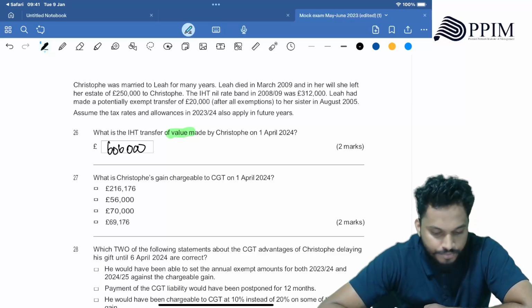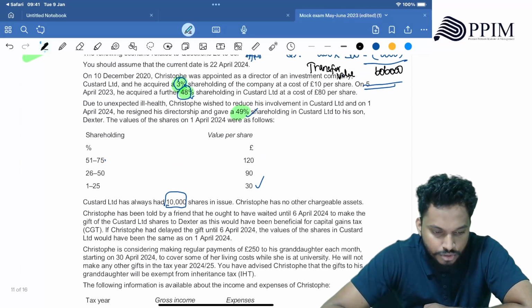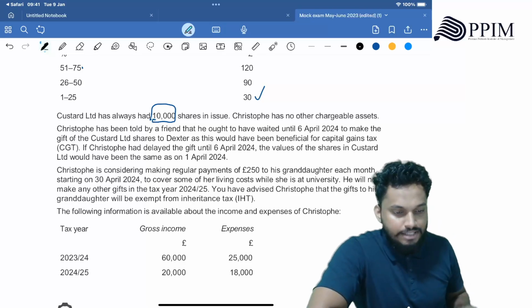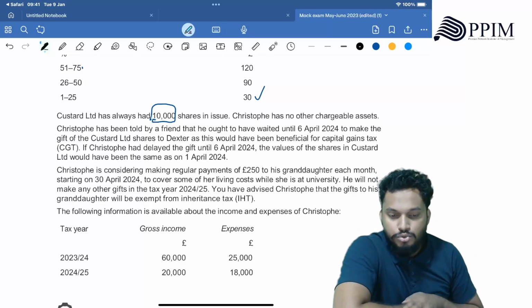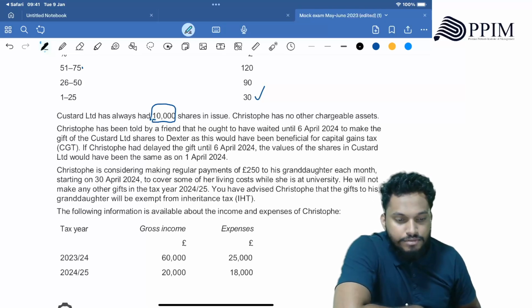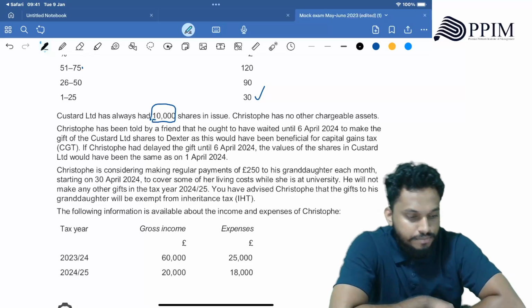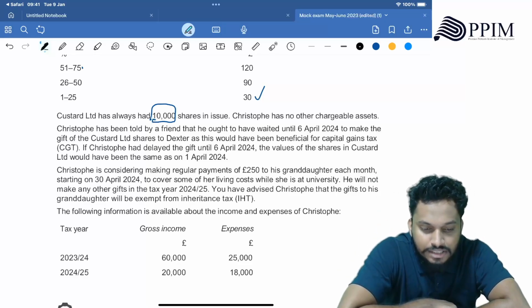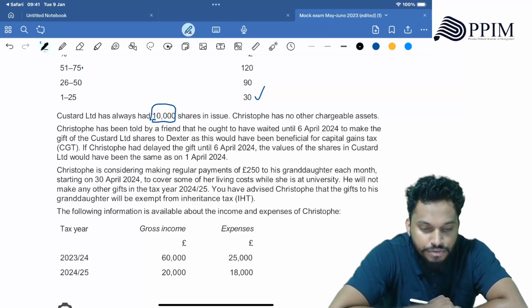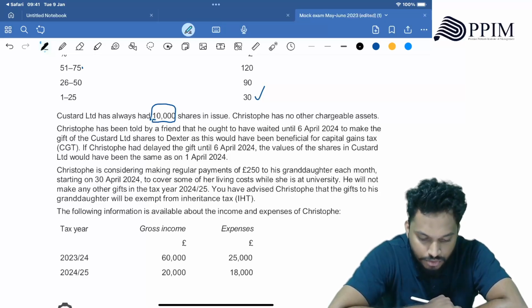So when it comes to the CGT, we'll go through the question. Christopher has been told by a friend that he ought to have waited until 6th of April 2024 to make the gift of the Custard Limited shares to Dexter, as this would have been beneficial for capital gains tax (CGT). If Christopher had delayed the gift until 6th of April 2024, the values of the shares in Custard Limited would have been the same as on 1st of April 2024. Then Christopher is considering regular payments of 250 to each granddaughter.